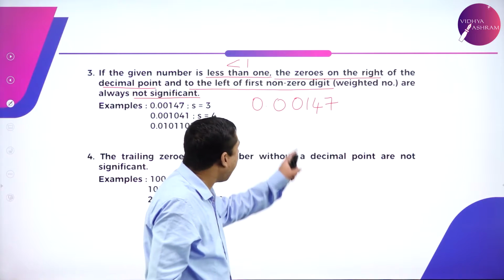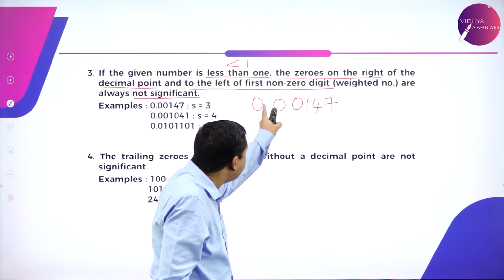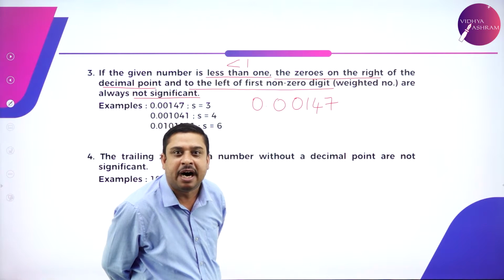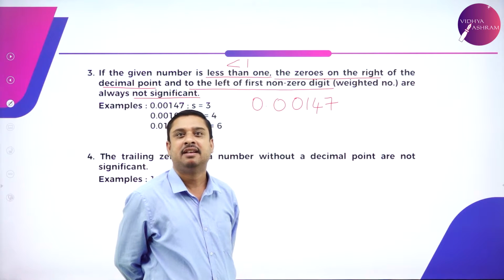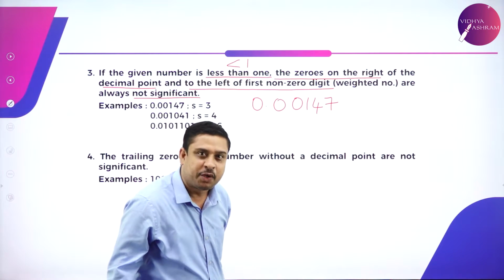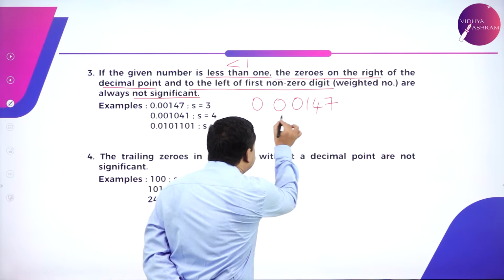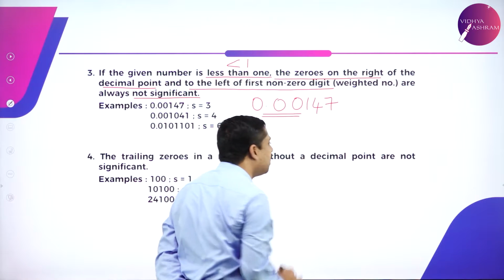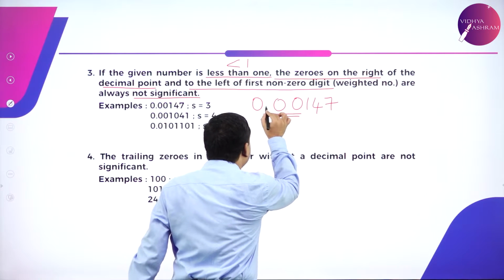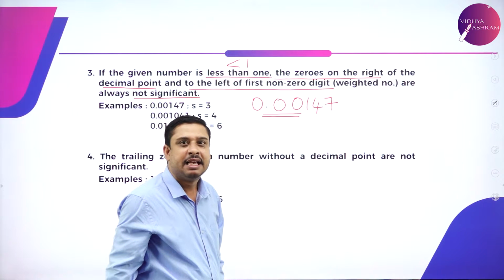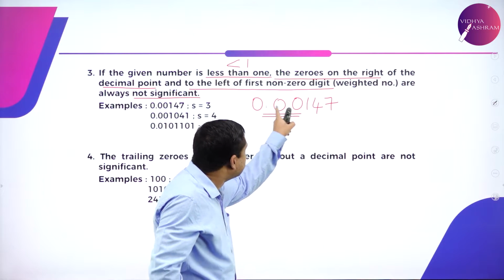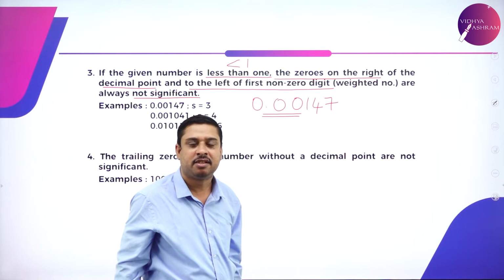0.00147. I have considered a number 0.00147. Is this number less than 1, friends? Yes, sir. Certainly, the given number is less than 1. Now, what you have to do is consider the zeros towards the right of the decimal point. This is the decimal point. Consider the number of zeros towards the right of the decimal point.